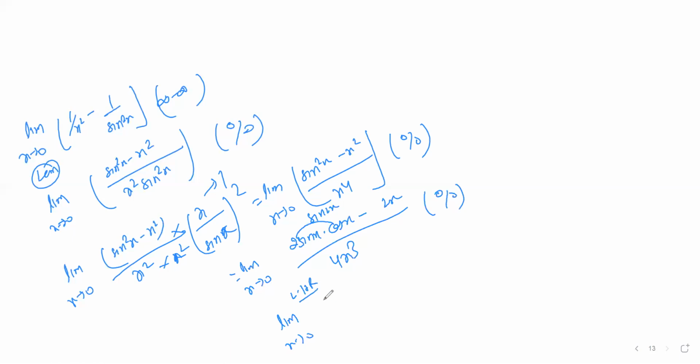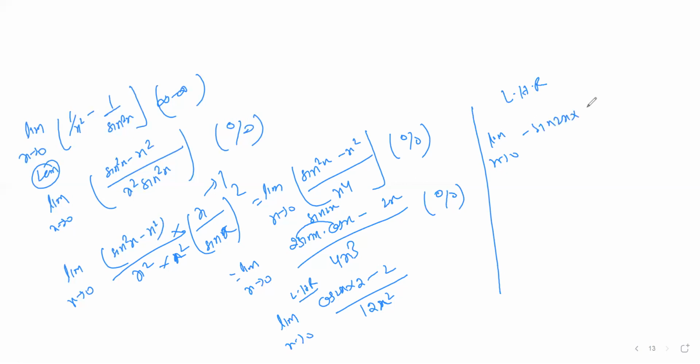So sin 2x differentiation is cos 2x into 2, minus 2x differentiation is 2, divided by 12x. So here, 2 cos 2x minus 2. So cos 0 is 1, so 2 minus 2 is 0, 0 by 0. So again you apply the L'Hospital. So limit x tends to 0. Cos 2x differentiation is minus sin 2x, and again 2x is 2, so 2 to the 4. One 2 is already there, and the next 2 differentiation is 0, and the denominator will be 24.